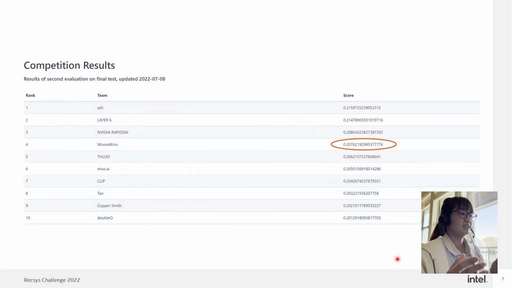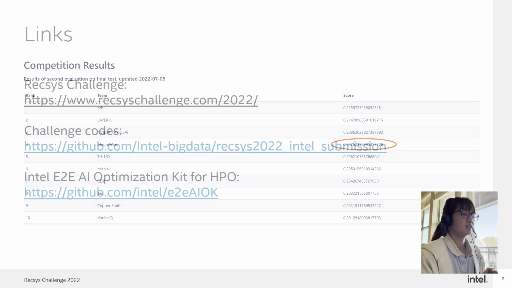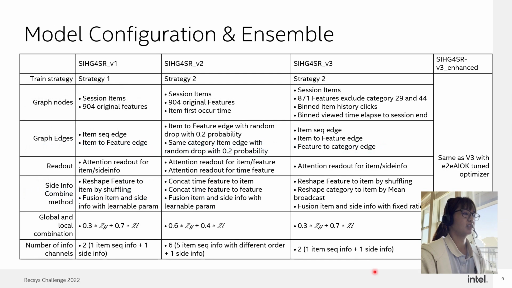Okay, so this is our score here, and the link is listed here: the code and the hyperparameter tuning tool we are using. And I also show the difference between these 3 models. So if you're interested, you can check out this page or check out our paper.